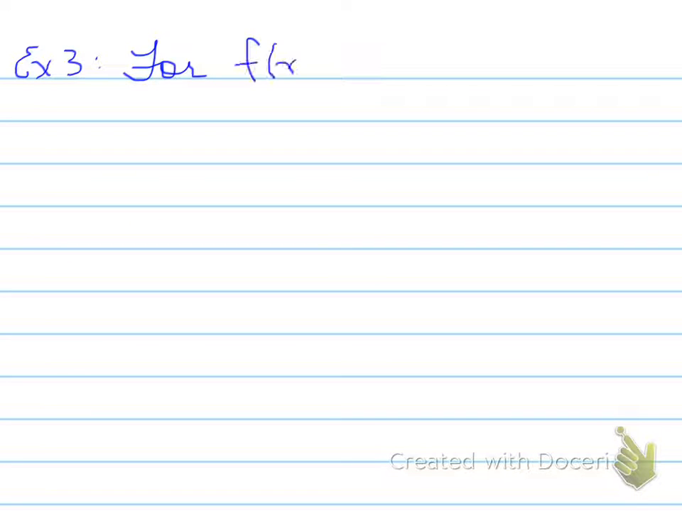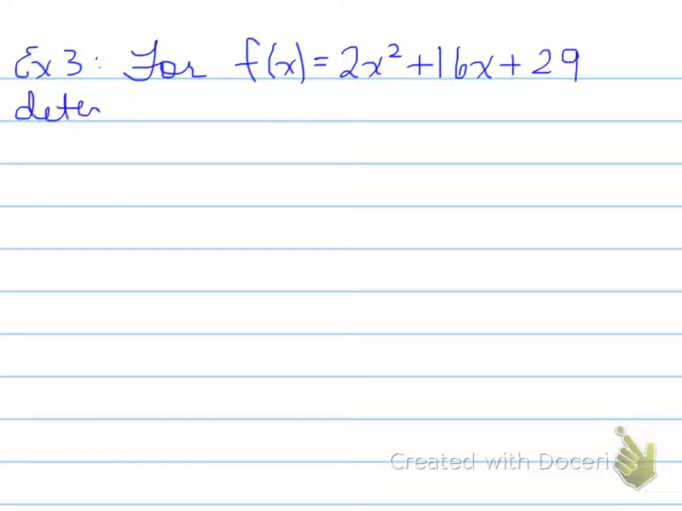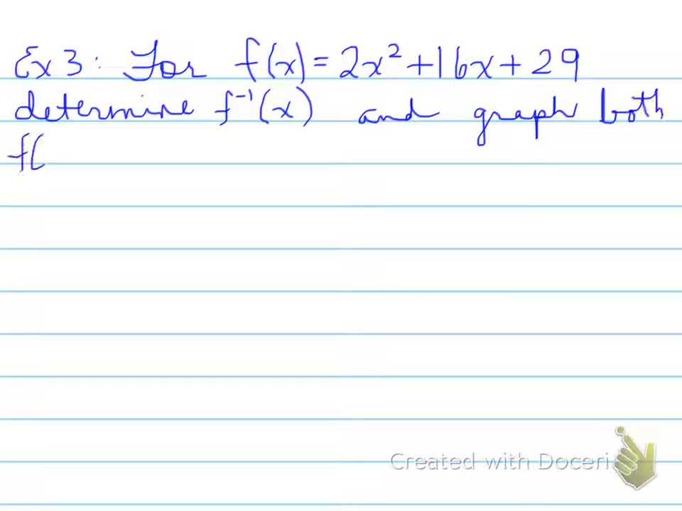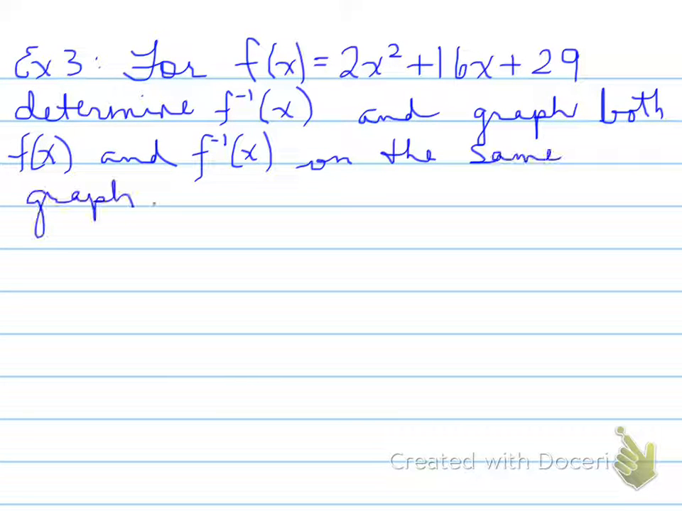Moving forwards. Example number 3. For f at x equals 2x squared plus 16x plus 29, you're asked to determine the f inverse of x and graph both f at x and f inverse of x on the same graph. Why do we do that? Well, we're going to look at the reason in just a minute. First of all, we want to find the inverse equation.